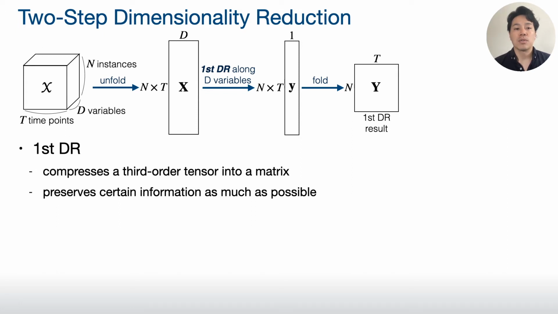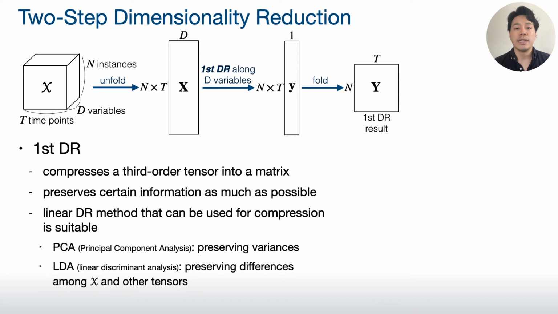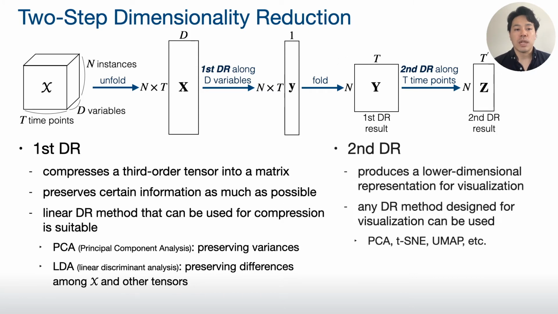For this step, based on the analysis purpose, we can select a linear dimensionality reduction method. For example, we can use PCA to preserve the variance information, or LDA to include the differences from the other tensors. Now, we can apply any dimensionality reduction method to this produced matrix. This step produces a low-dimensional representation for visualization purposes. Again, based on the analysis purpose, we can select any method for this step, such as PCA, t-SNE, and UMAP.